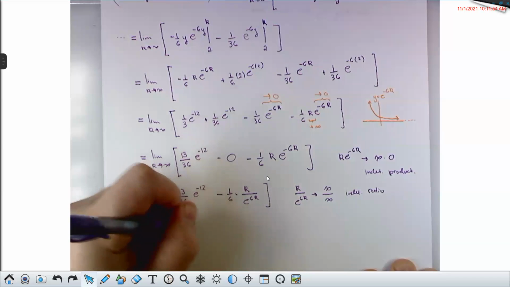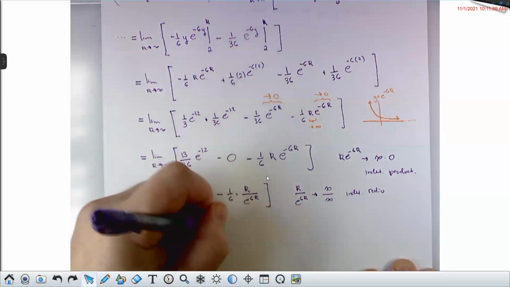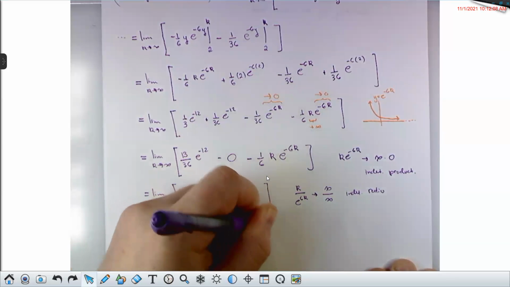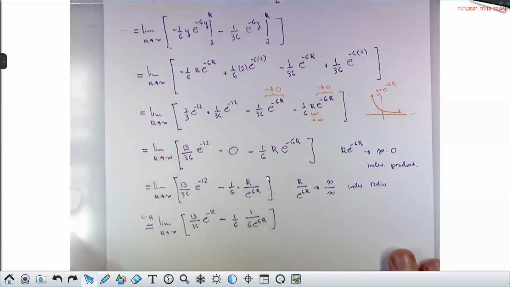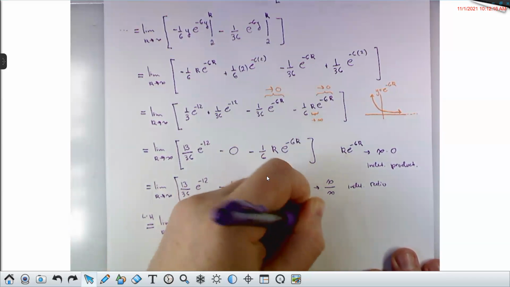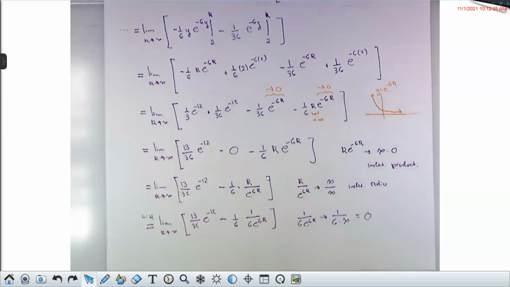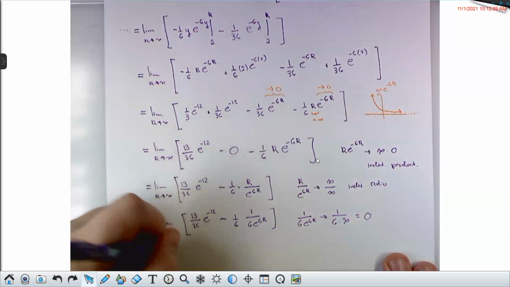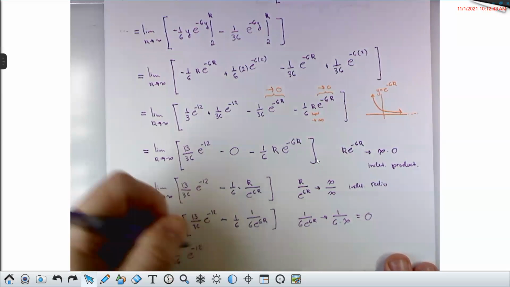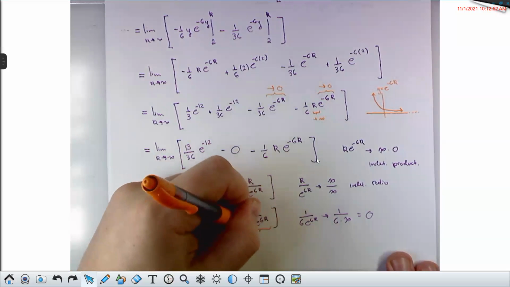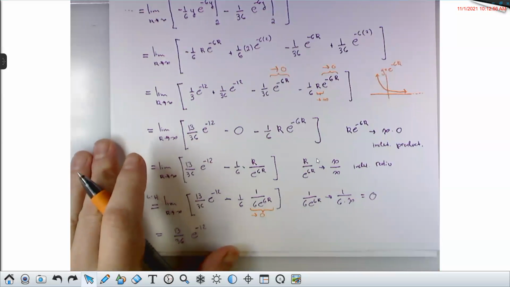This constant piece here, I'm not doing anything with him anymore. He's done. I'm just working with this. The derivative of r is 1. The derivative of e to the 6r is 6 e to the 6r. And now 1 over 6 e to the 6r goes to 1 over 6 times infinity, which is 0. So this piece right here goes to 0. And by L'Hopital's rule, that's the same as this piece, which was the thing we were working with. So what do we get? I get 13 over 36 e to the negative 12. It's this guy. It's 0 by L'Hopital's rule. All right, that whole fraction.